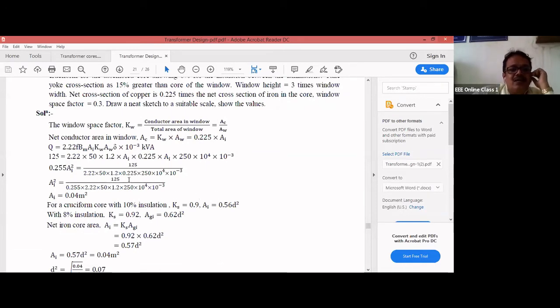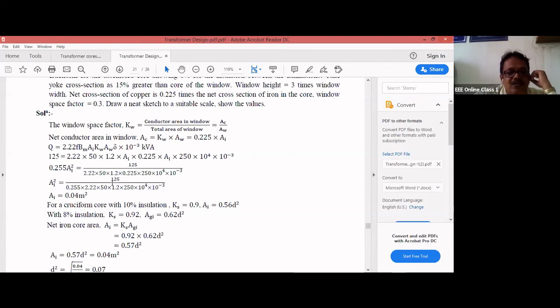So AI square, can you put it here once again? Already it is there here only. Once again, I bring it back to here. Since I have taken here, I can take only the AI square here. Do one thing: this part I'll remove it. Let it be 0.225 here. I change this part.